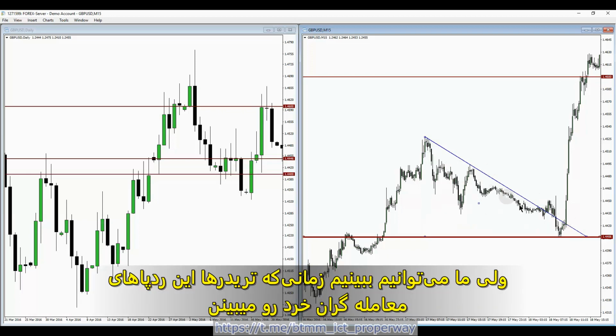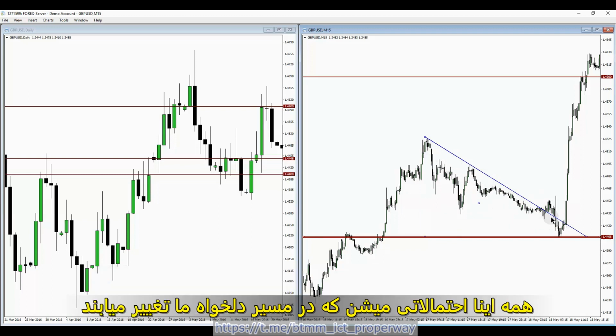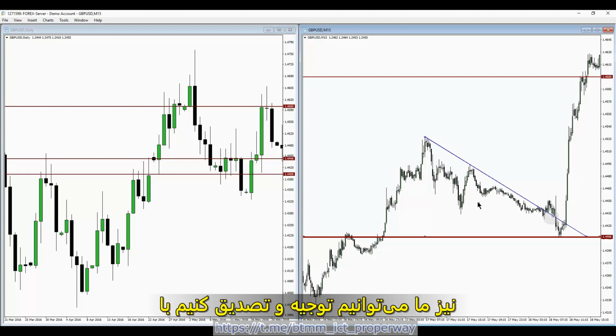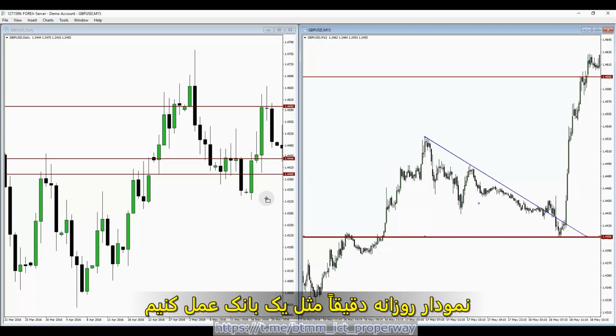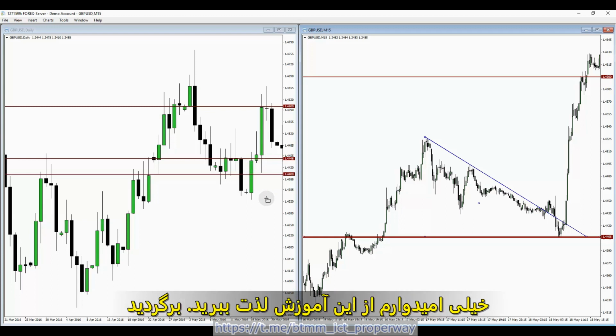But we can see when the traders are seeing these retail fingerprints all over it, probabilities really shift in our favor when we're doing the opposite of it. And we can also justify it with institutional order flow and institutional reference points on the daily chart, just like a bank would. So hopefully you enjoyed this teaching.